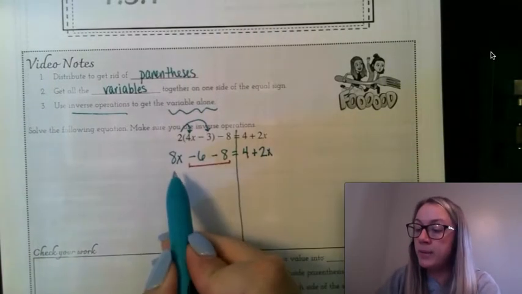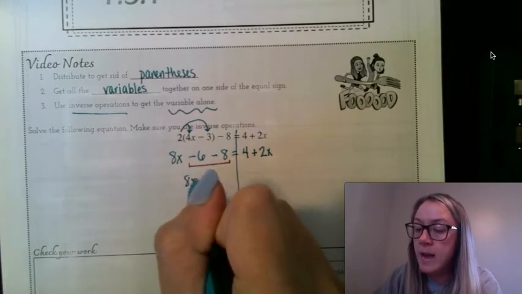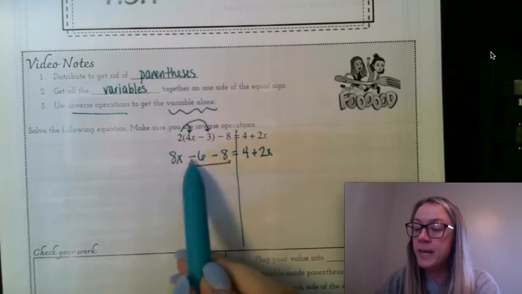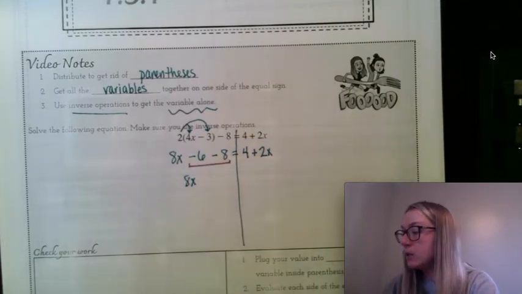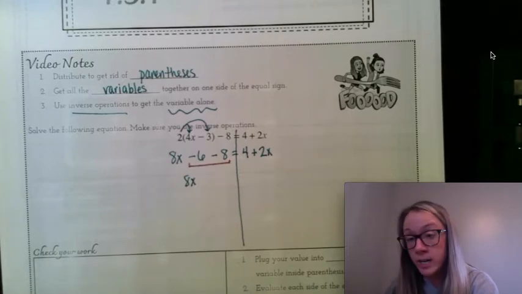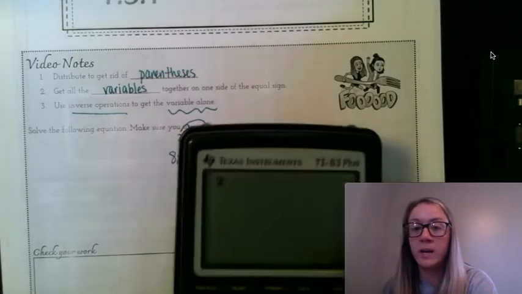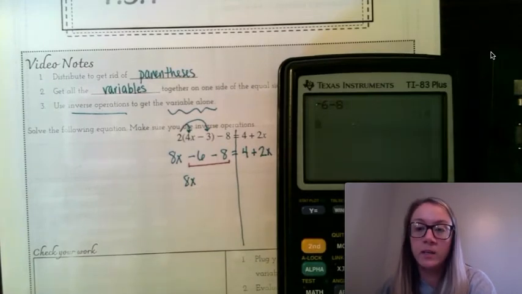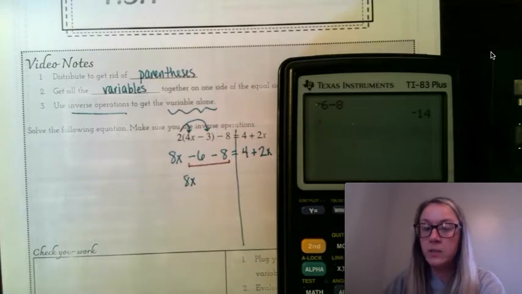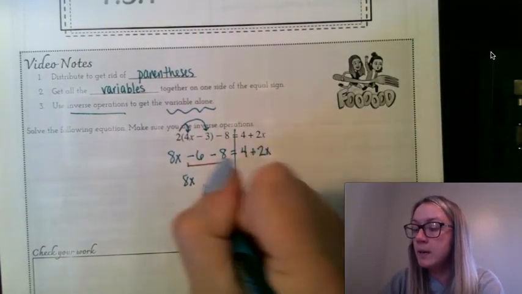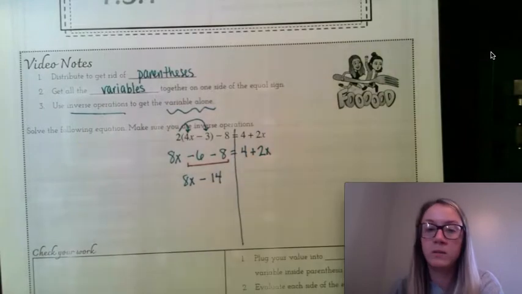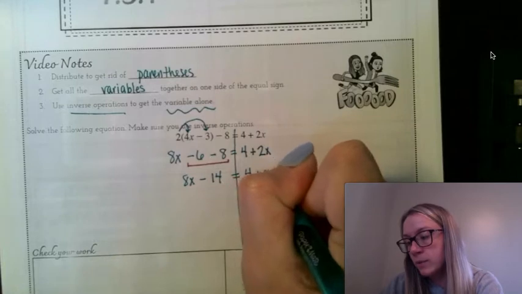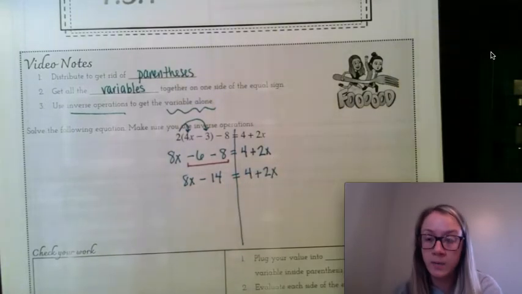So I'm going to start by bringing down my 8x because I'm not doing anything with that yet. And then I'm going to simplify negative 6 minus 8. So if you're not sure what that is or want to double check it because it is negatives, we can type it into our calculator. So negative 6 minus 8, and I get negative 14. So that means I'm going to write minus 14 right there. I have my equal sign, 4 plus 2x, because I haven't done anything with that yet.